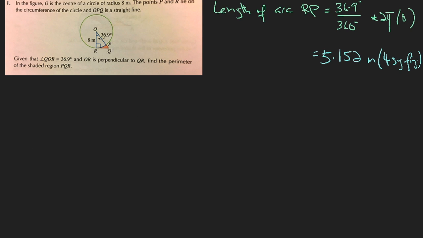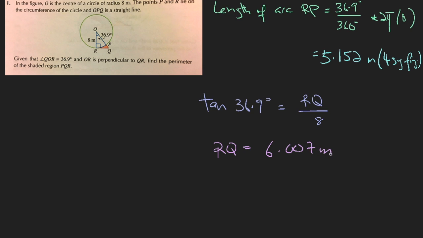Let's find the straight line RQ. Now you have ORQ, which is a triangle, so you can make use of the trigonometric properties to find the length of RQ. Tangent of 36.9 degrees is equal to the opposite side, RQ, over the adjacent side, which is OR. So we can solve for RQ immediately. 6.007 meters. Alright, 2 down, 1 more to go.